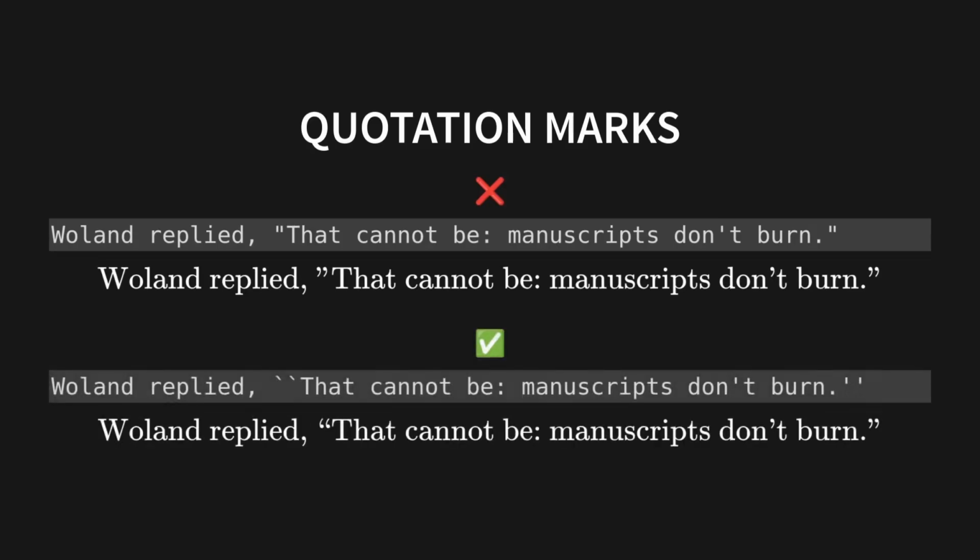For quotation marks in LaTeX, you can use backticks for left quotation marks and apostrophes for right quotation marks. You will typically find the backtick key at the top left of your keyboard, just below the escape key. You can use 1 backtick and 1 apostrophe for single quotation marks, and 2 backticks and 2 apostrophes for double quotation marks.